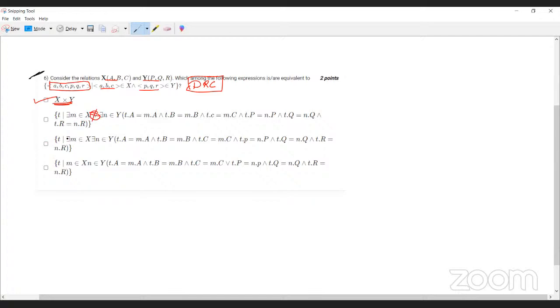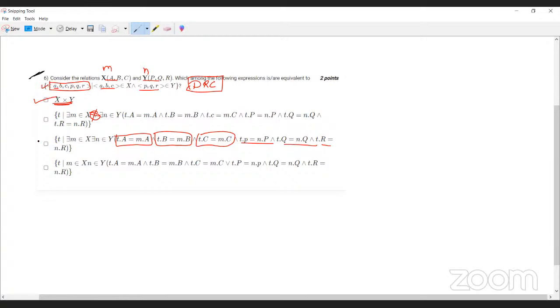For a tuple T, there exists M belonging to X. So this is M. There exists N belonging to Y, so this is N. And T dot A equals M dot A. So we are projecting the A attribute here, the B attribute, the C attribute, and P, Q, R. So we are projecting all the attributes. It is equivalent to this DRC query, so whatever we are projecting here, A, B, C, P, Q, R.